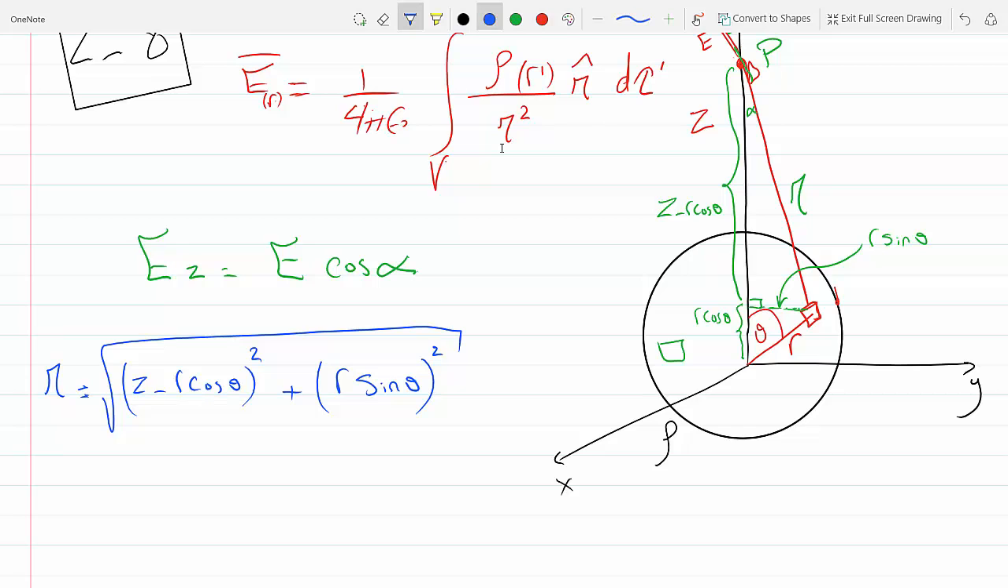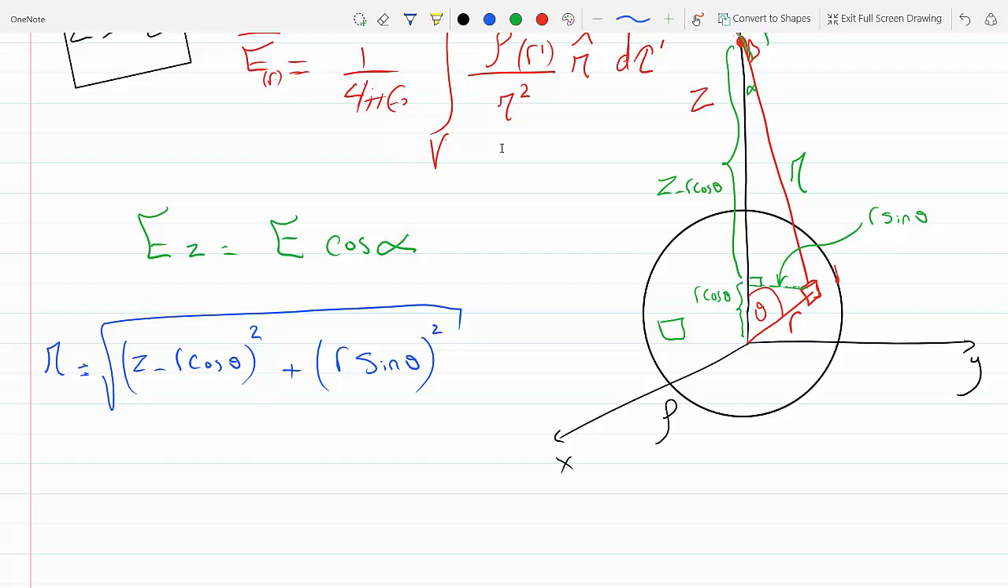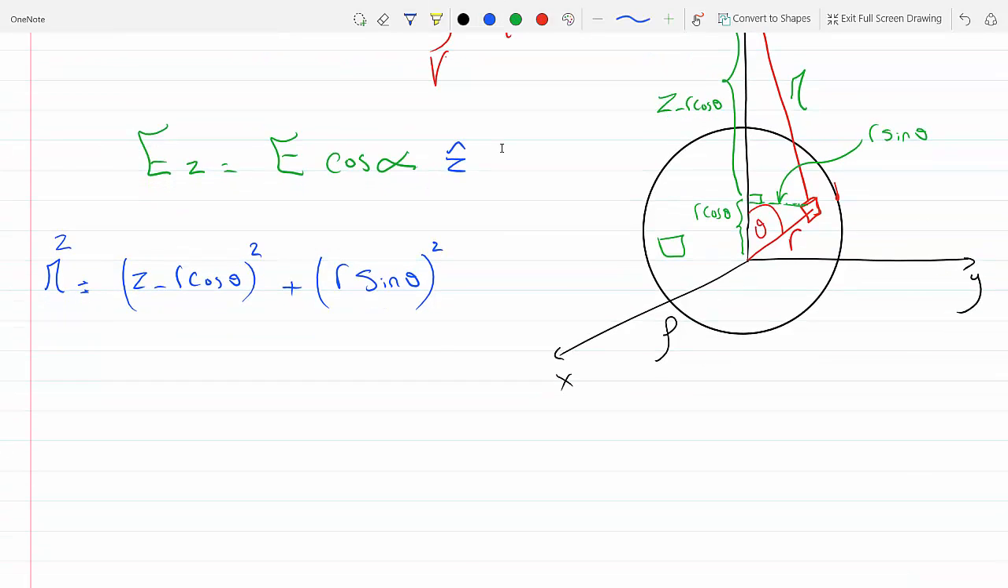Okay, and of course, if you square this, the square root goes away. So let's square this and cancel out the square root. Rho is uniform, so I can pull it outside the integral. I know that the unit vector, we said, is going to be in the z direction. And what's d tau? D tau is dl r, dl theta, dl phi, right? What's dl in the r?